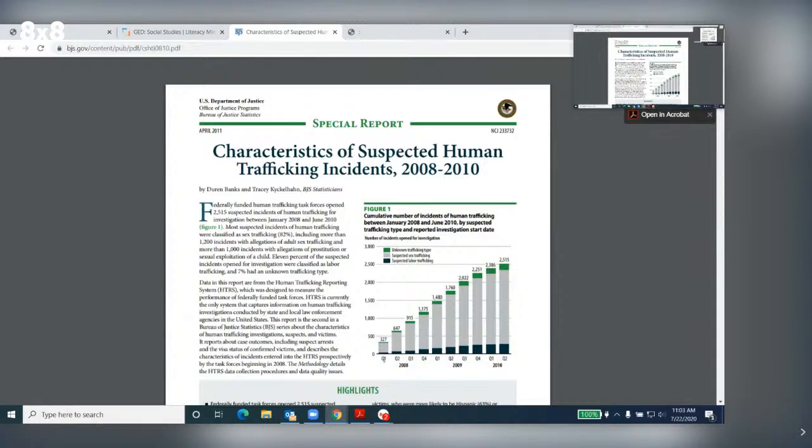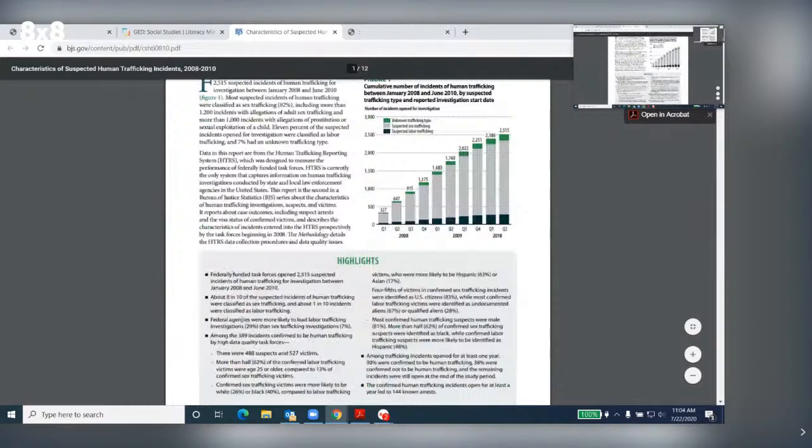You can see from Q1 of 2008, there was 327. Then you go up to Q2 of 2010, and there were almost 2,500. So that number has almost gone up 8 times. Okay, so you can see basically from 2008 to 2010, the cases are going up. So this here talks a little bit about what's going on. And you can see down here, here's some highlights. It says federally funded task forces opened 2,515. That's this number right here, suspected incidents of human trafficking between January 2008 and 2010. So you can see it started at 327, then it goes up to almost 2,500.